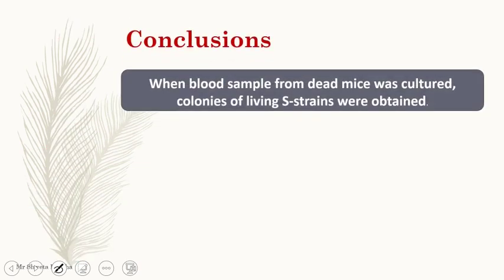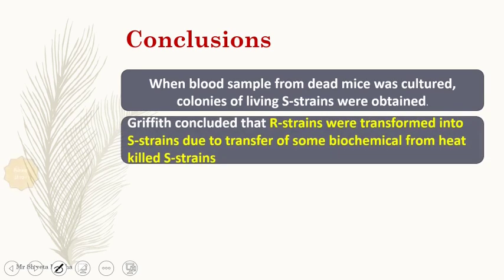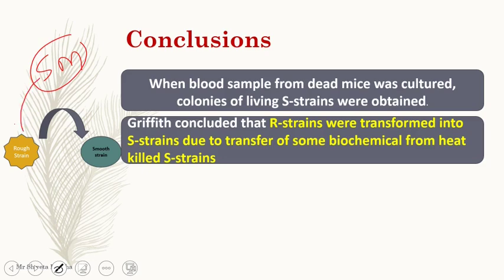Let us see what he concluded. He collected blood samples from the dead mice, cultured it, and shockingly found living smooth strains, whereas he had taken the heat-killed smooth strains. He concluded that the living rough strain transformed into the smooth strain. Some chemical material from the killed smooth strain passed into the rough strain, converting the rough into the smooth. The avirulent, non-virulent, non-pathogenic strain converted itself into the smooth strain because of some biochemical substance.